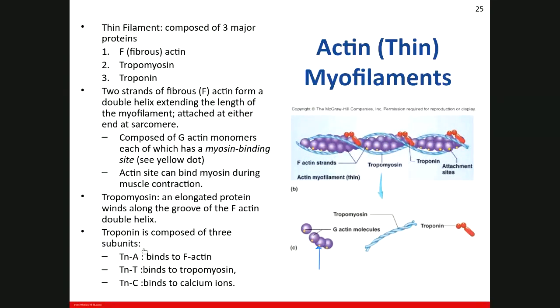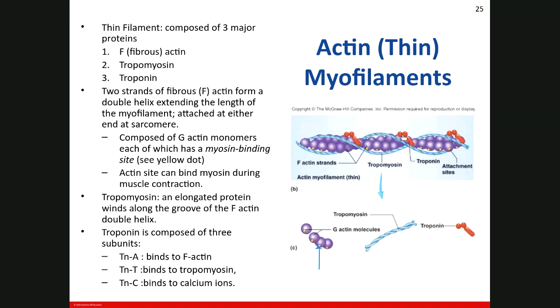And then we have the other molecule which we call troponin. The troponin is composed of three different subunits. One of them is called TNA. The TNA is a part which attaches to actin, F-actin. One of them is called TNT. This is the TNT which can attach to tropomyosin, and the part which is located on top is called TNC. The TNC is the part which is attached to calcium ion. So we have three different subunits for troponin.